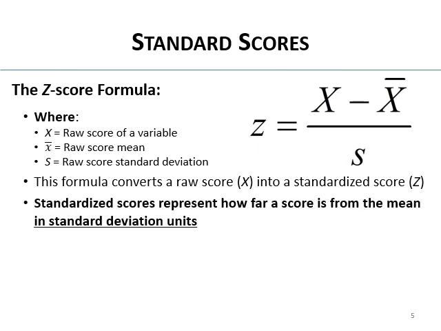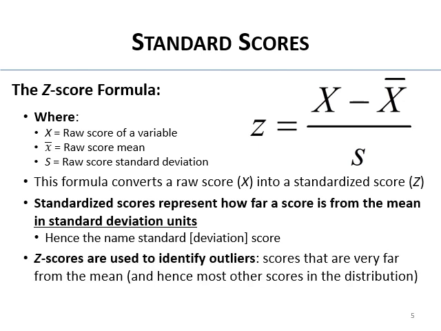So standardized scores, that is Z-scores, the interpretation is how far a score is from the mean in standard deviation units. So is it one standard deviation above the mean, one standard deviation below the mean, for example. And that's why it's called the standard deviation score. Z-scores are used very frequently, and in this class we're going to use them to identify outliers.